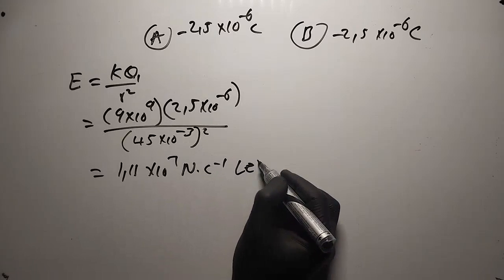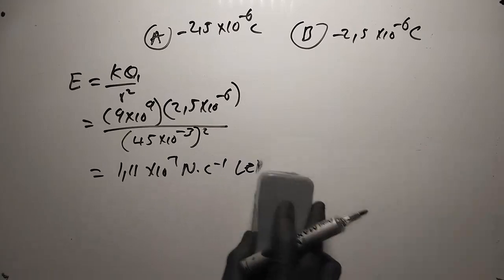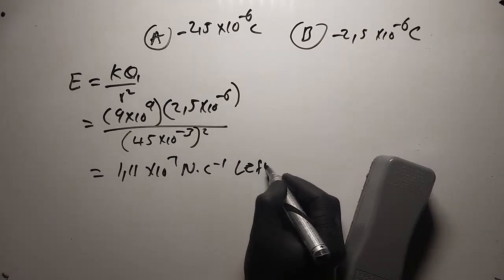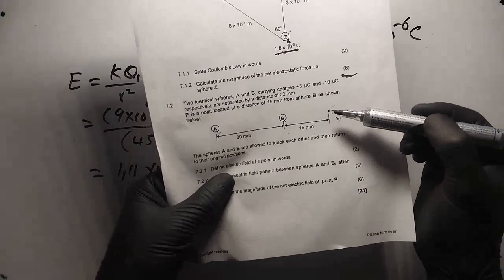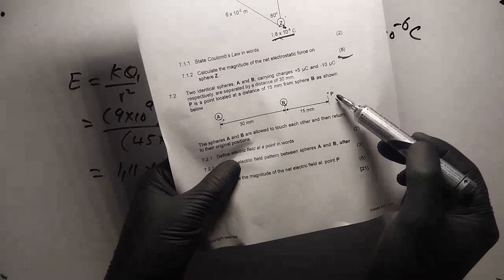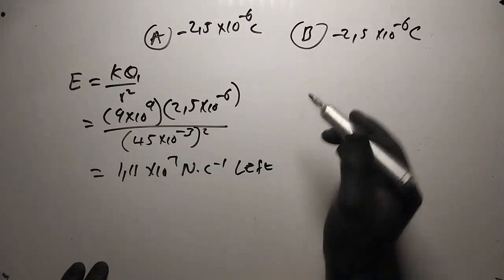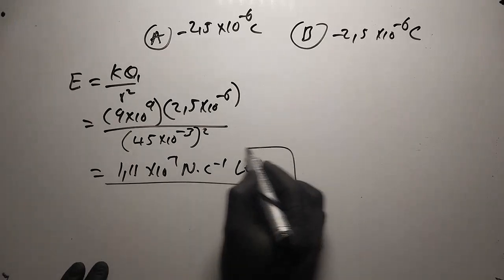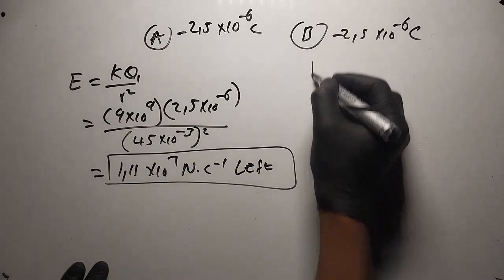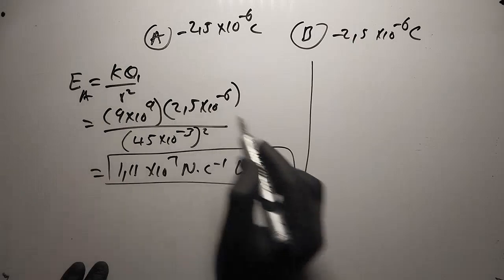Why to the left? I'll explain why. When you determine the direction of the electric field, you use something called a positive test charge. When you put the positive test charge here and the sphere is negative, it's going to be attracted to the left. That tells you the direction. Now, after that, you're done with this one, and you're going to do the second one. This one was for A. Now let's do B.